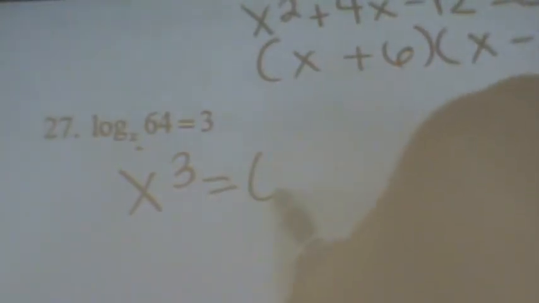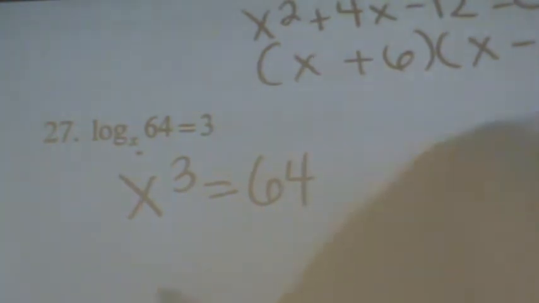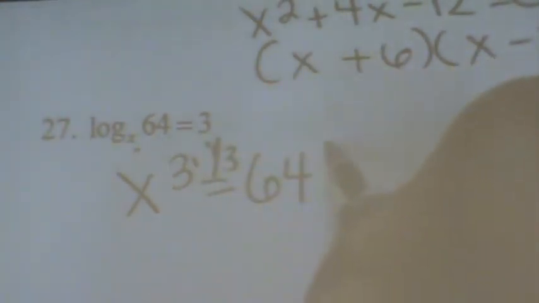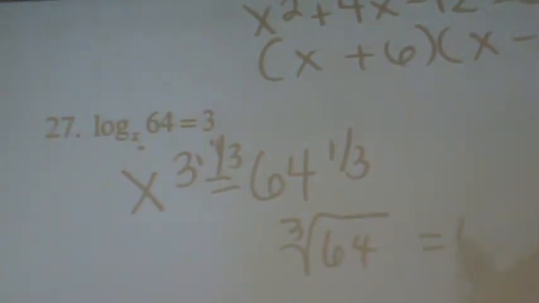And the last problem. Something to the third power gives us a 64. What's that number? 4. And if you don't know, you could raise them both to the 1/3 power. So it's the cube root of 64, which is 4.